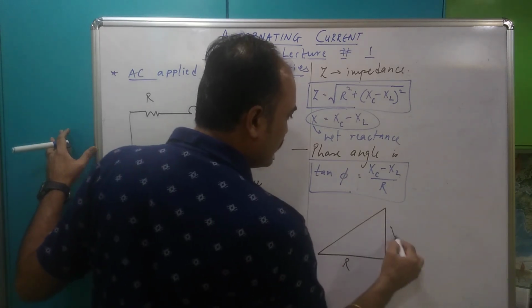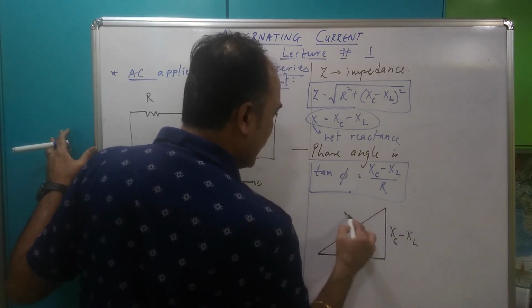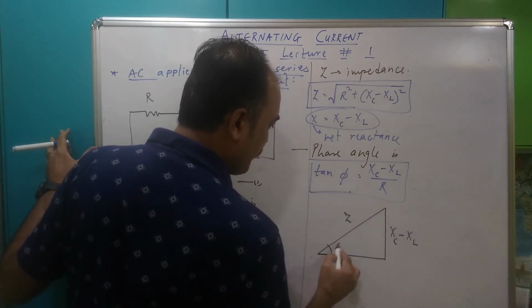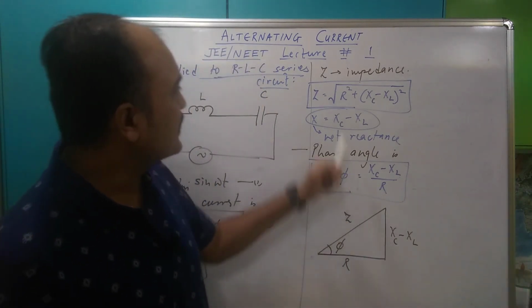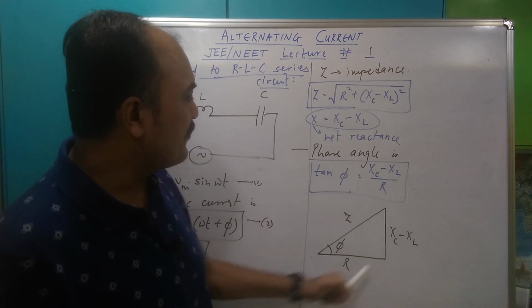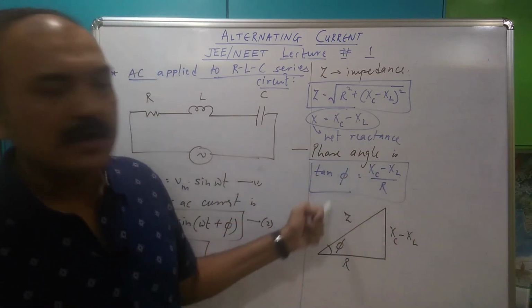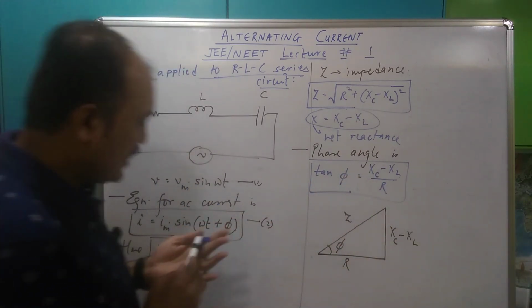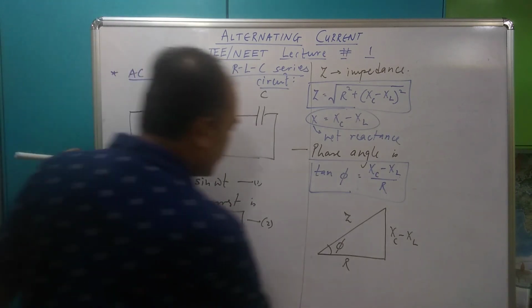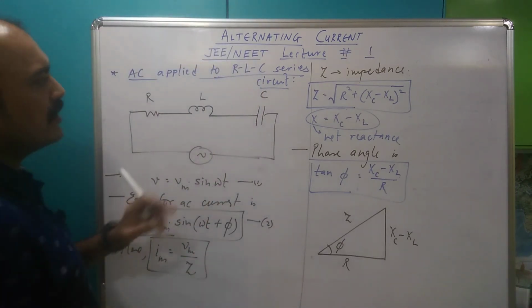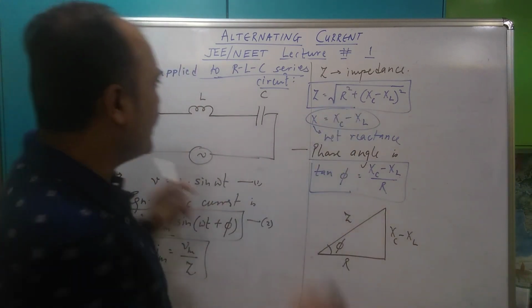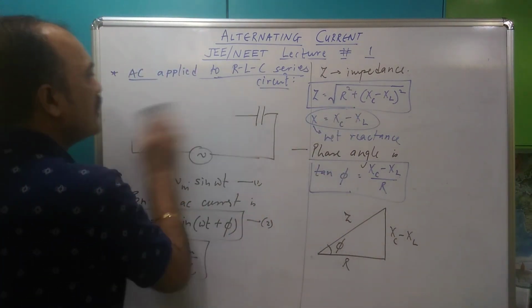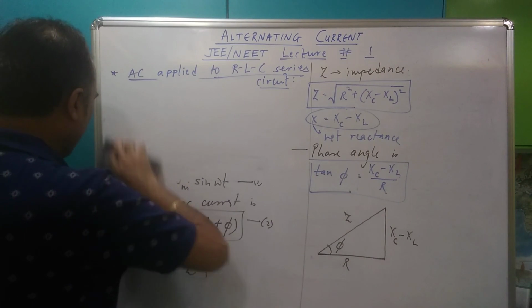I have drawn the impedance diagram also. This is R, this is XC minus XL, this is Z, and this is phi. From this diagram you can see the relation between Z, R and XC minus XL, and tan phi would be opposite over adjacent. Now I'm going to draw the graph and the phasors if you require, but what I'm really interested in are these two things. We shall use these as things move around.